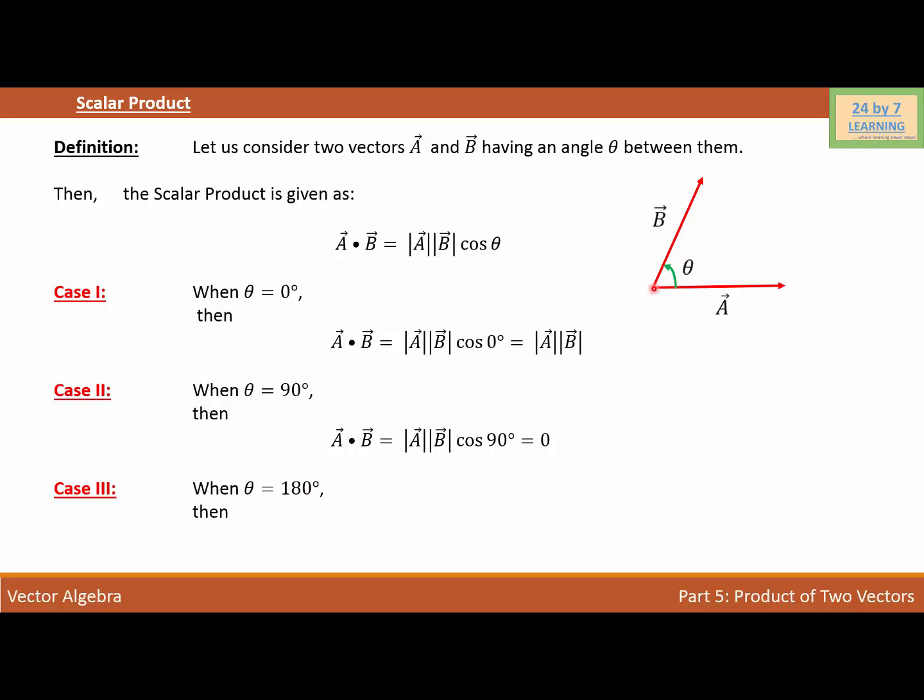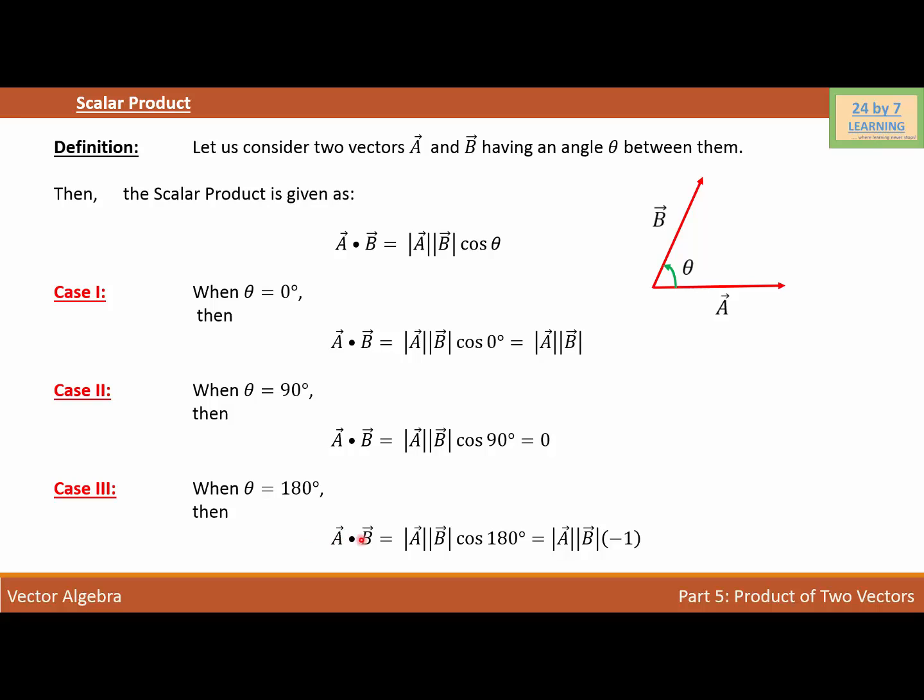Case 3, when theta is equal to 180 degrees. It technically means that when vector A is in this direction, vector B is opposite to this vector. So vector A will be in this direction and vector B will go in this direction. That's how you will make a 180 degrees. Or in other words, when the two vectors make a straight line, then theta will be 180 degrees.